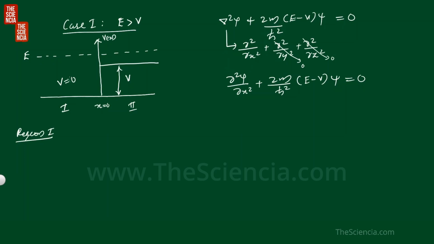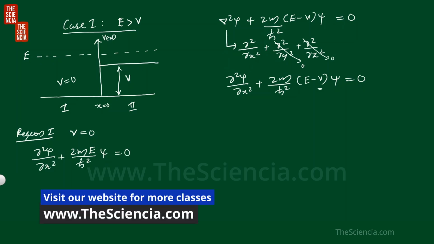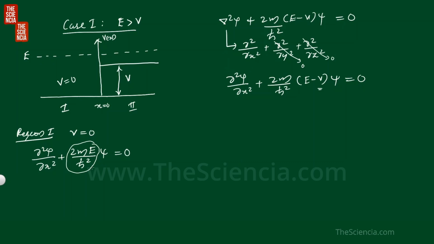So we get the wave function of the particle in region 1. In region 1, the potential V is equal to 0, so we substitute this value of V in the Schrodinger equation. We get ∂²ψ/∂x² + (2mE/ħ²)ψ = 0. Here this term is k1² because it is in region 1, so I am calling it k1².